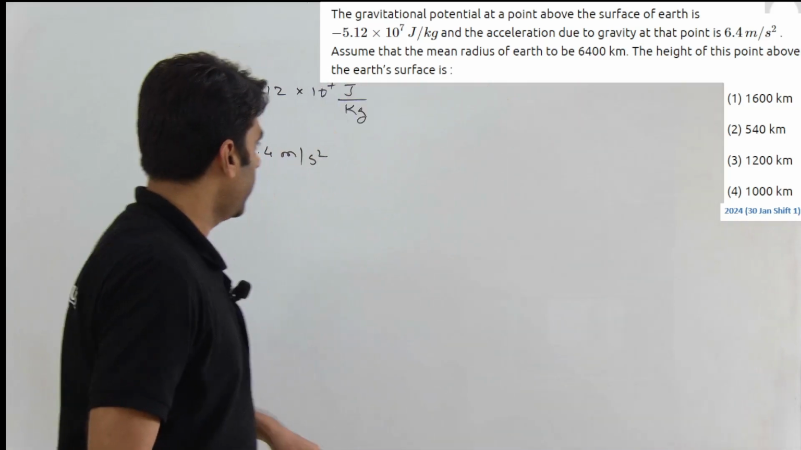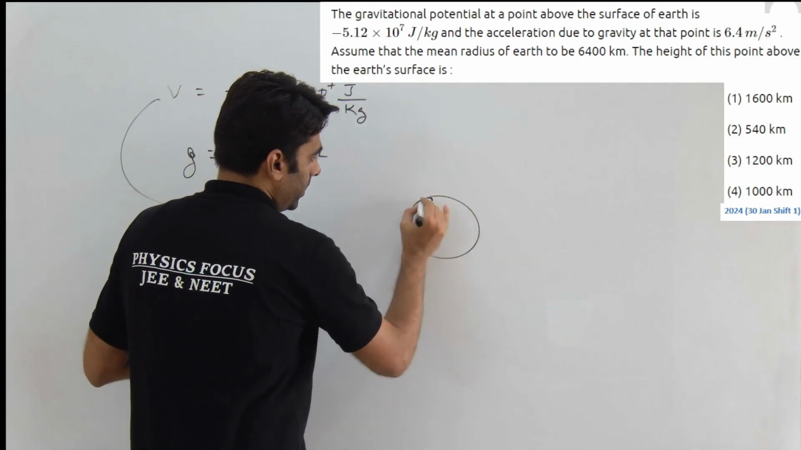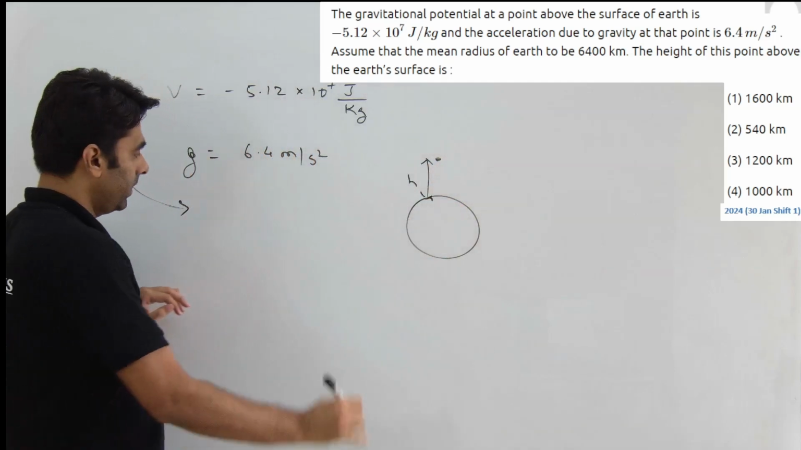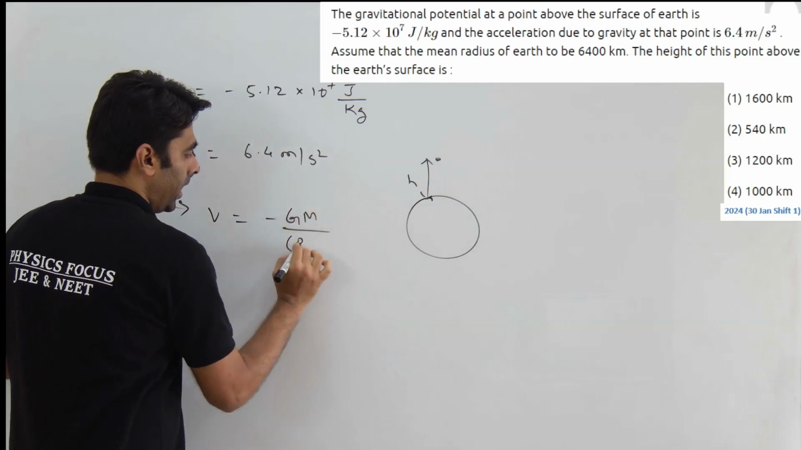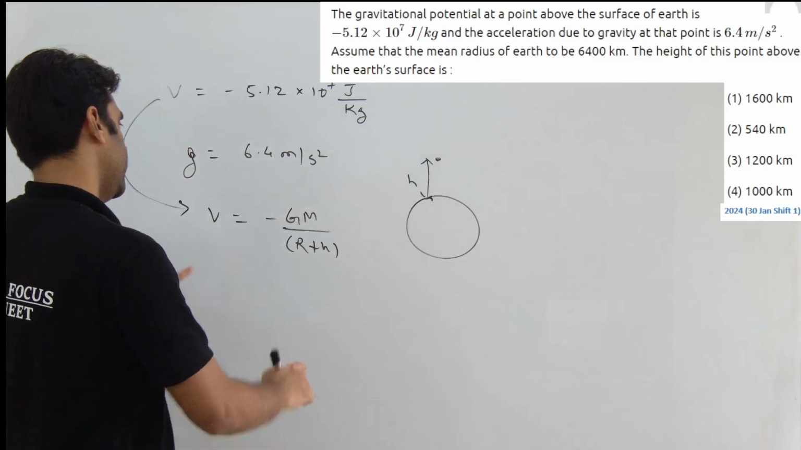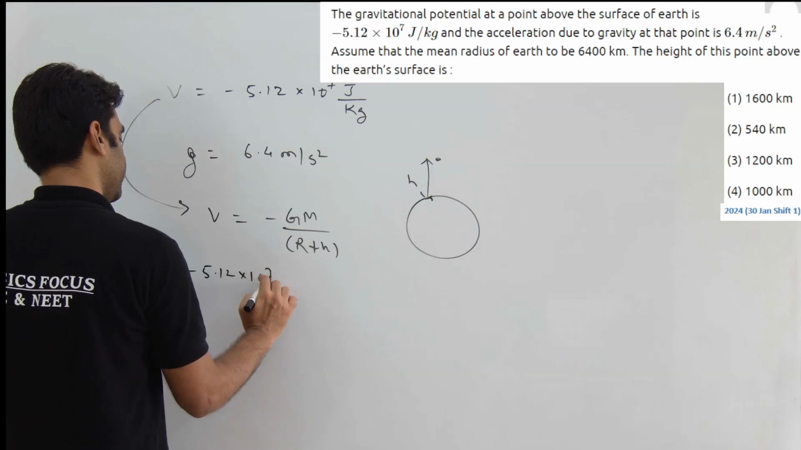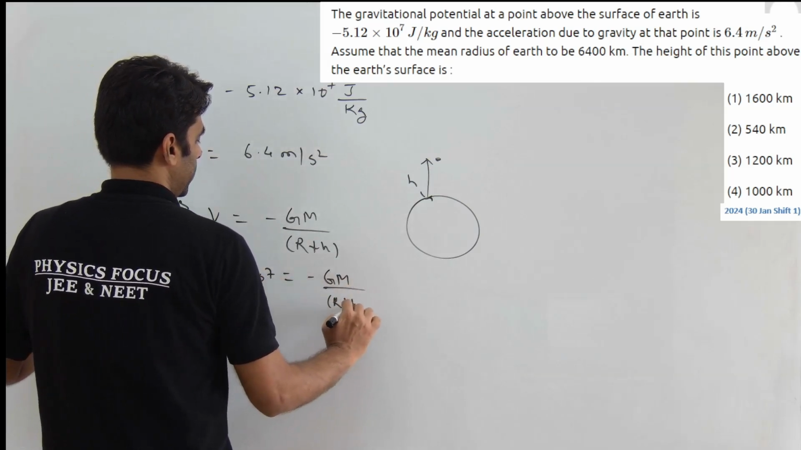So what we'll have is the V relation from the Earth's surface. If we consider a height h, what is our V relation? We write potential as minus GM by (R plus h). R over here is the radius of Earth, right? Let's substitute this: minus 5.12 into 10 power 7 is equal to minus GM by (R plus h).